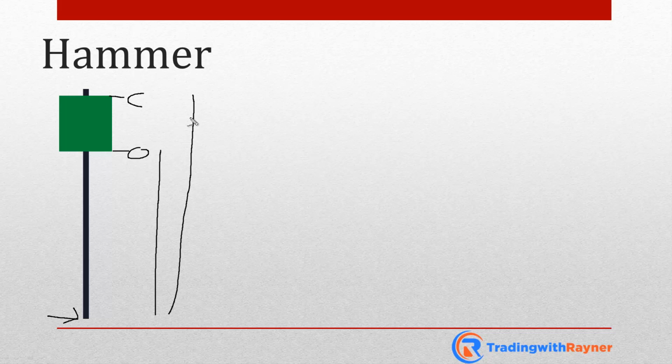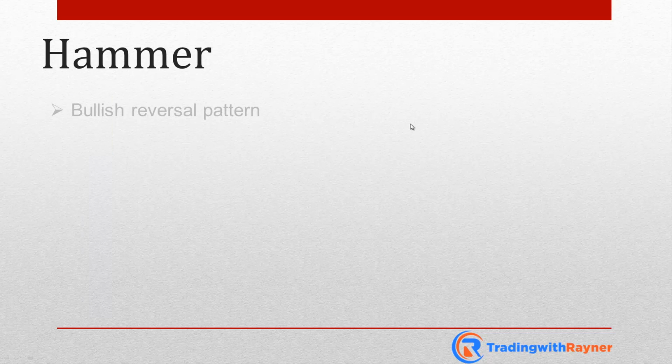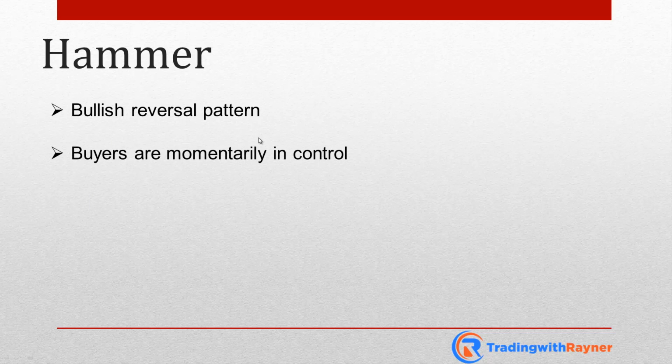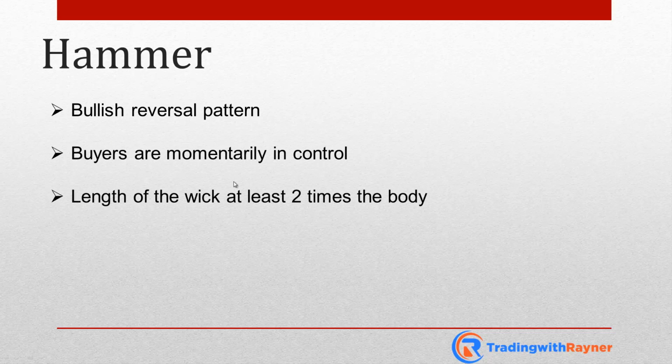So this candlestick pattern is essentially telling you that there is a tug of war between the bulls and the bears, and eventually the bulls have won. This is the sellers in control heading in this direction, and then finally the buyers stepped in and pushed back all the way in the opposite direction, even closing near the highs of this candle. So essentially this candlestick pattern is a bullish reversal pattern. Buyers are momentarily in control.